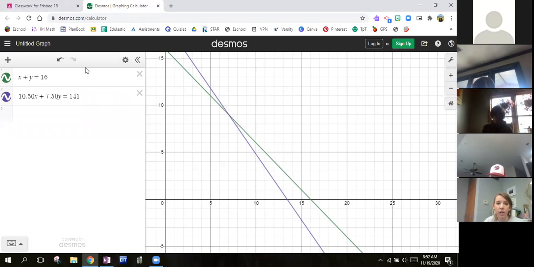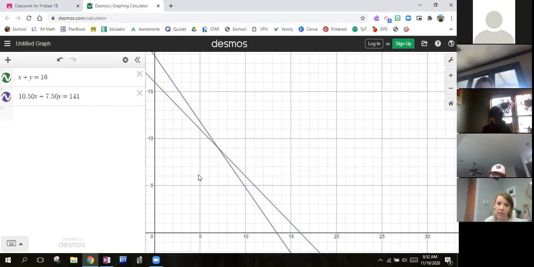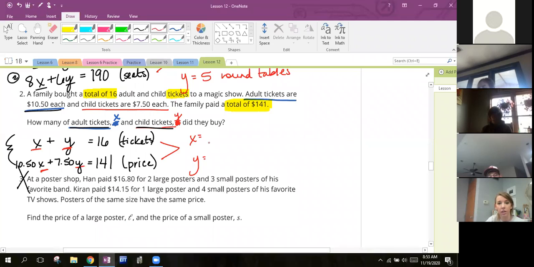Okay, so what do we notice is happening between my two lines? One of the pairs are the same. That's where they intersect. So I'm going to click right there where they intersect. And how many adult tickets and how many child tickets can we get to meet both constraints? 7 adult, 9 child tickets. Good. We can get 7 adult and 9 child tickets.